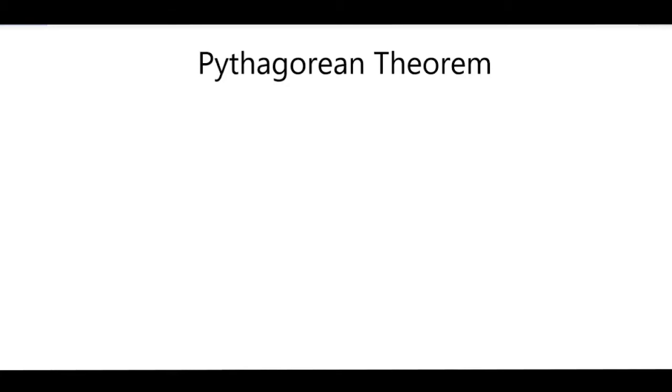Hello again. Today we are talking about the Pythagorean Theorem. Okay? So we've learned about legs and hypotenuse of a right triangle. And did you know that there is a formula that you can use to find the length of a third side of a right triangle if you know two legs or a leg and a hypotenuse?